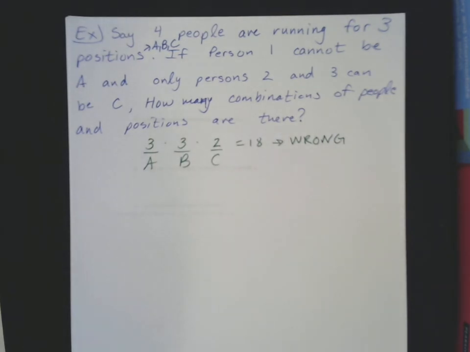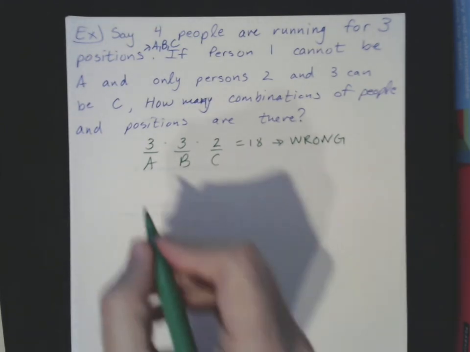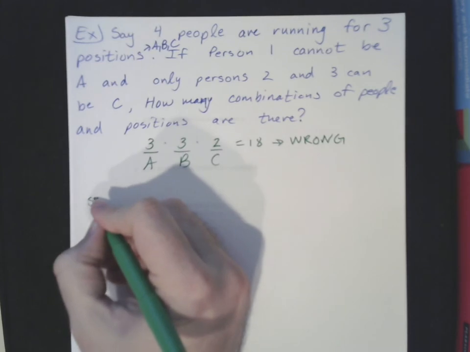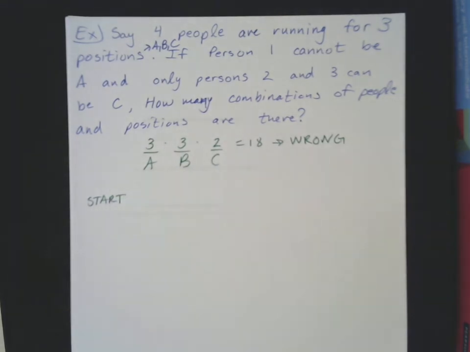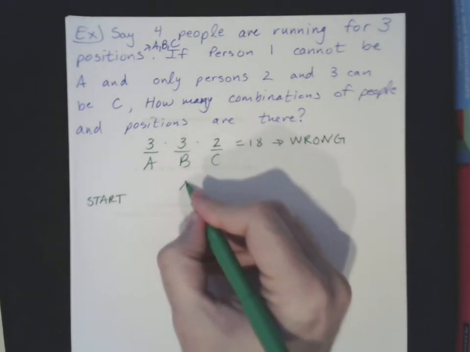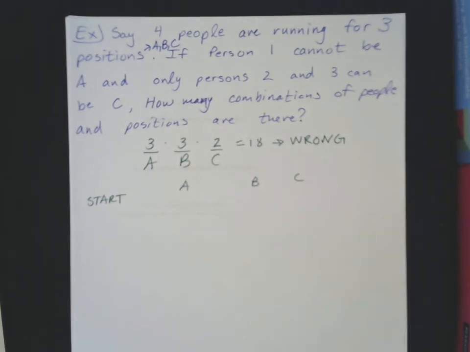And to see why, we have to use a possibility tree. And so we don't typically set up possibility trees for more general combinations like this, but this one's very hyper-specific. We have 4 people, 3 positions, and then we have some requirements. Person 1 can't be in A, and only persons 2 and 3 can be C. So if we start our selection process, we don't need to do the whole tree to see why this 18 is wrong. So we have job A, we have job B, and we have job C.